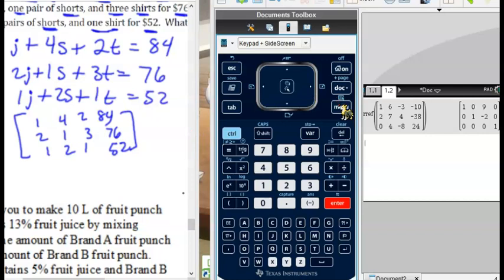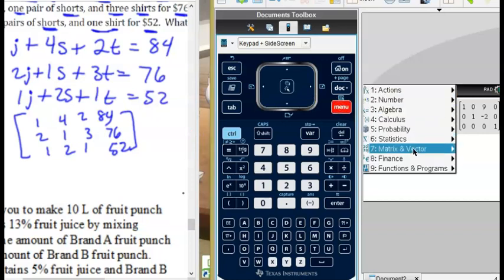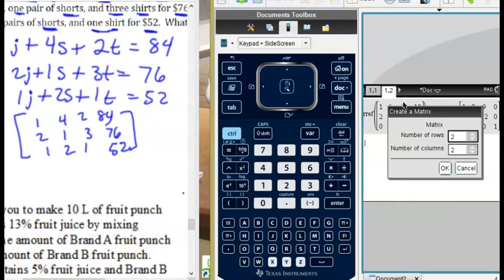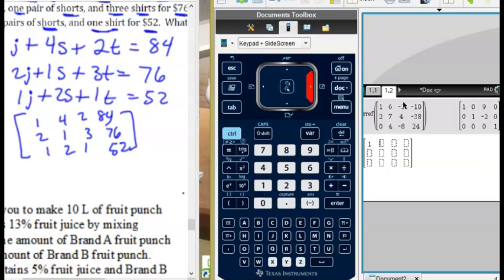Okay, so let's put that in the calculator. So press menu, matrix vector, create matrix. We have 3 equations, so 3 rows, and we have 4 different terms: J, S, T, and then the total money. Type in your elements, and then double check that everything is correct. At the very left side, type in RREF, parentheses. Enter. So your answers would be 20, 12, and 8.